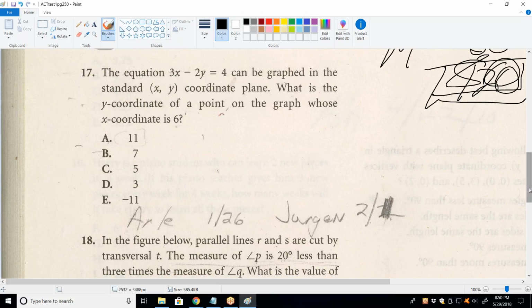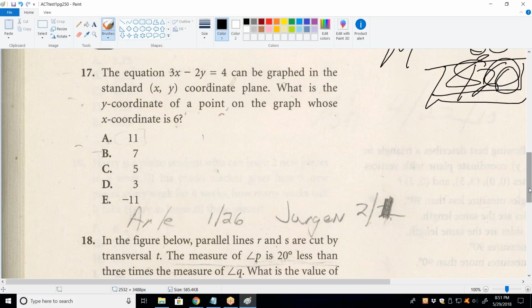$17. Tell me how you're doing this as you look at it and work on it. Okay.